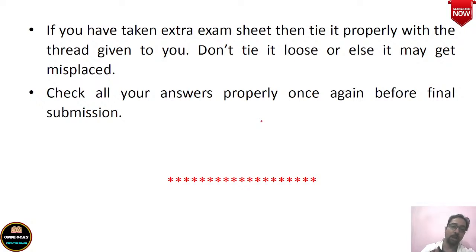You have how many days left? For class 10 you have 9 days left. For class 12 you have 17 days left. What you do is that you take any previous year question paper and try to solve it in 3 hours.